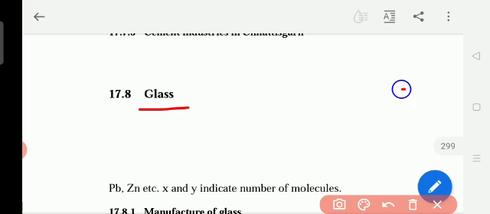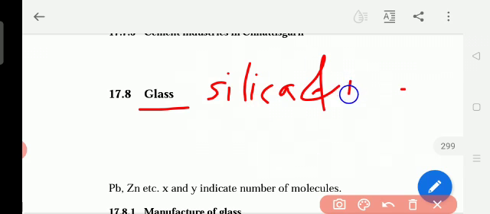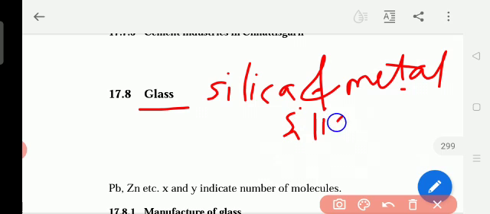So glass is a mixture of what? Silica and metal silicate. It is non-crystalline, hard, brittle. Brittle means what? When we break glass, it can break into small pieces. It can even become like powder. That is called brittle.